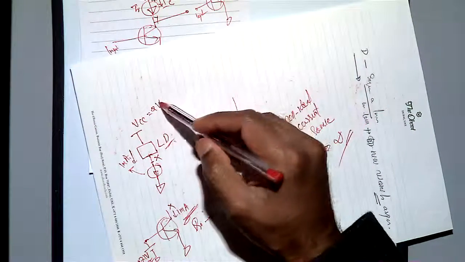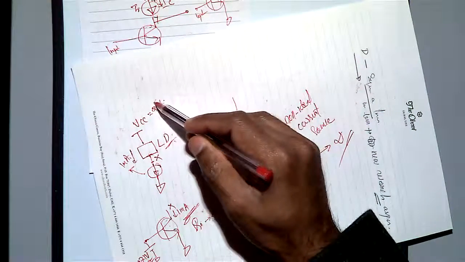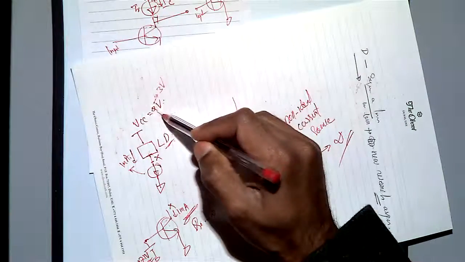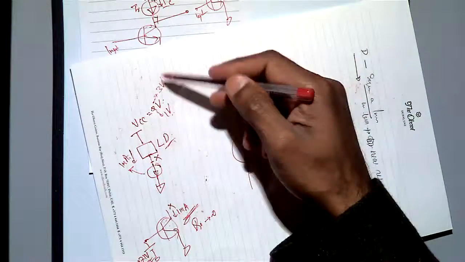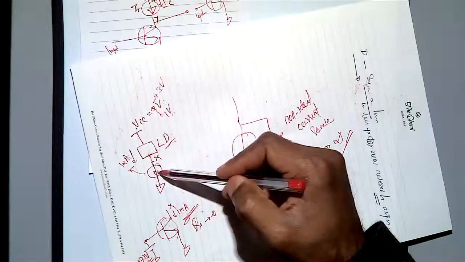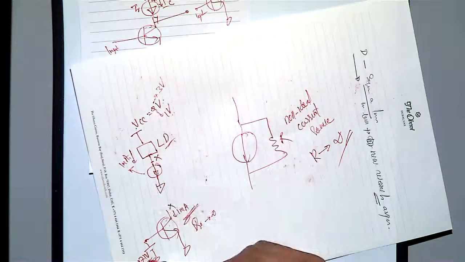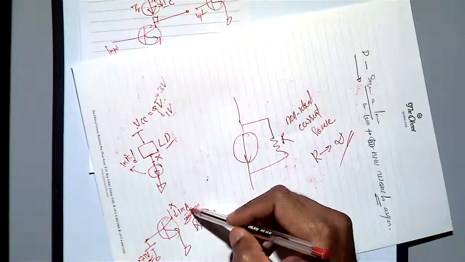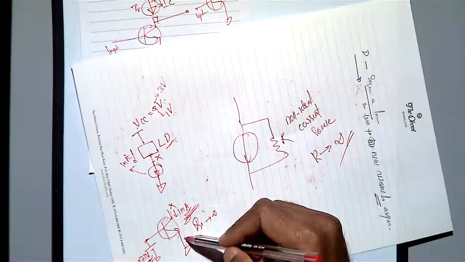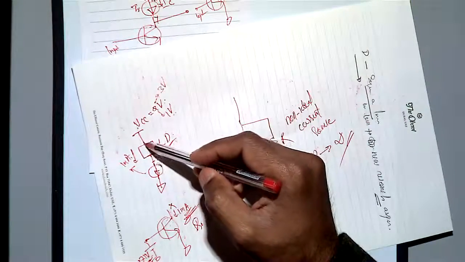If there is a fluctuation, 2 volt went to 3 volt or came to 1 volt, extreme cases, then what will happen is nothing will happen. Because this bias is constant, this will make sure that only 1 milliamps will flow. And then only 1 milliamps will flow.